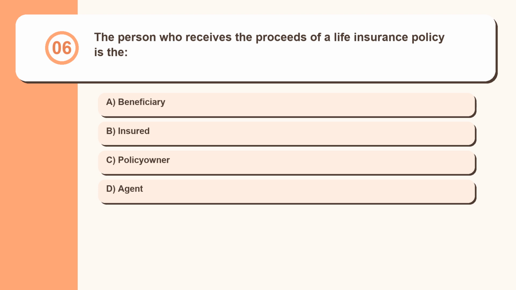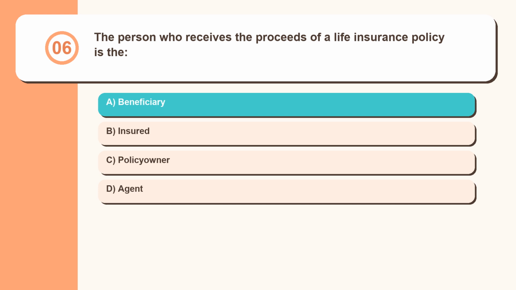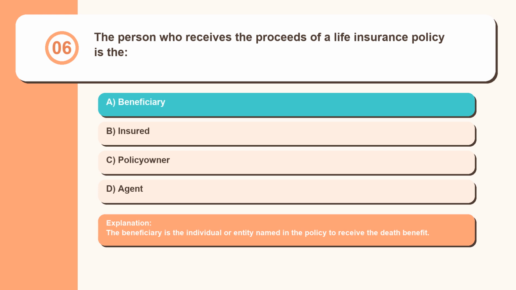Question 6. The person who receives the proceeds of a life insurance policy is the beneficiary, insured, policy owner, agent. The beneficiary is the individual or entity named in the policy to receive the death benefit.